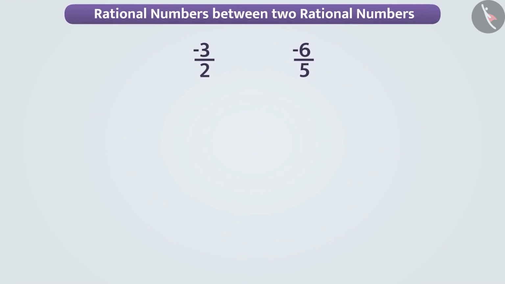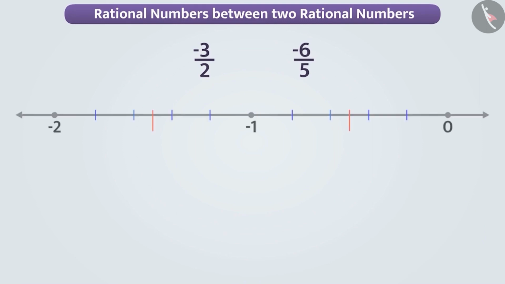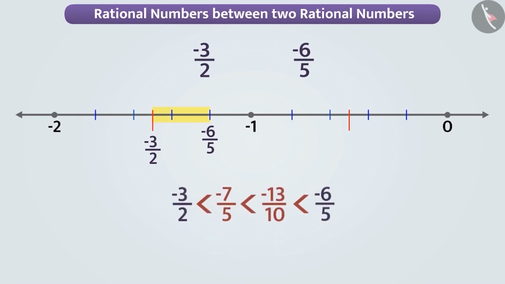Just think, can we use the number line to find rational numbers between two numbers? Think for a while. You got it right. We can also use the number line. For example, if we have to find the rational numbers between -3/2 and -6/5, then we have to find the position of these two numbers on the number line. And then we will see which rational numbers come between them.